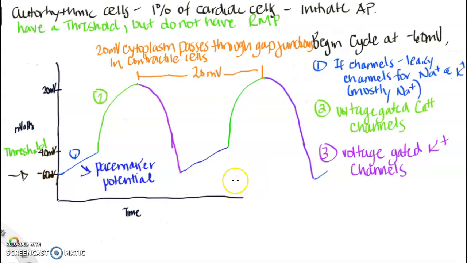So again, this is just 1% of cells, these autorhythmic cells, and they provide the pace of the heart. So they provide the pace of heart rate.